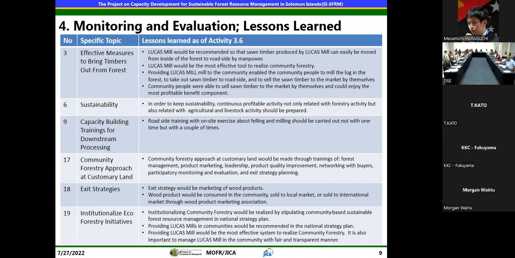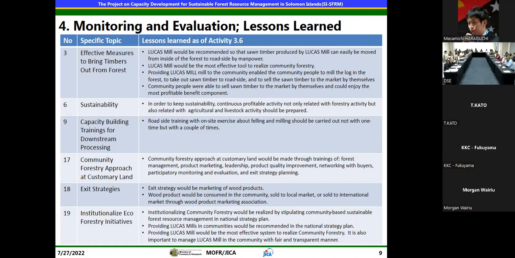Number 18, exit strategies. Lesson learned as of this activity 3.6. Exit strategy would be marketing of wood products. Wood product would be consumed in the community, sold to the local market, or sold to international market through Wood Product Marketing Association. For example, FATA, Top Timbers, and the list goes on.